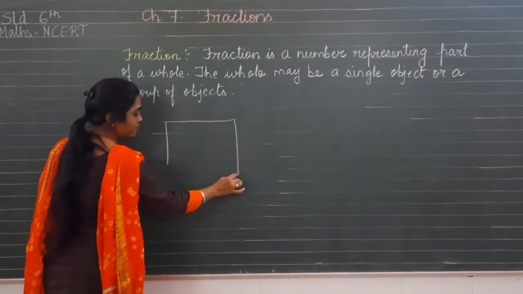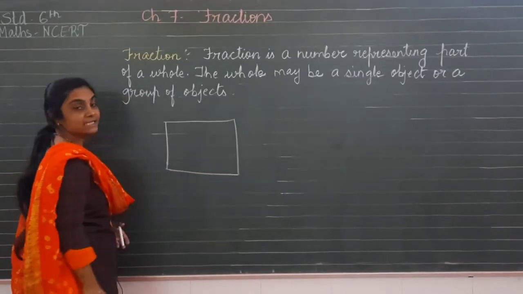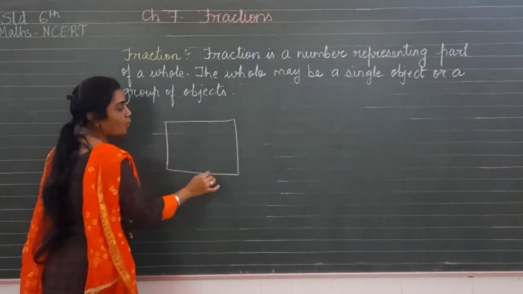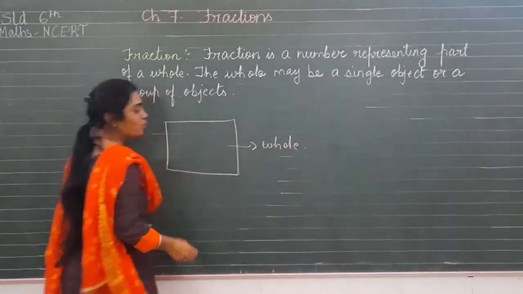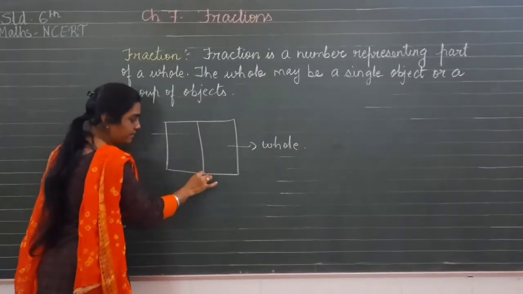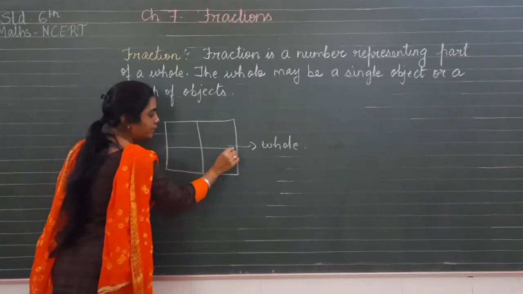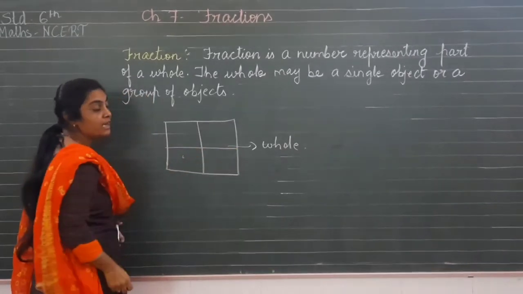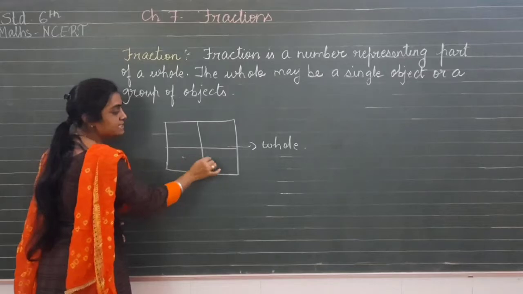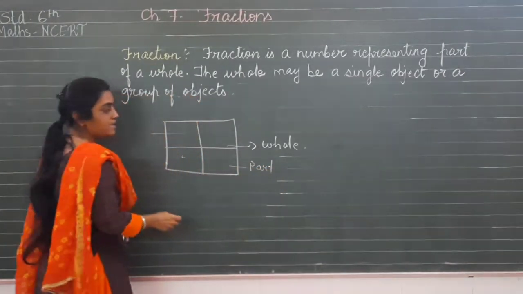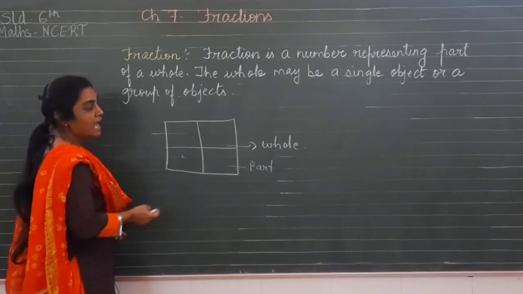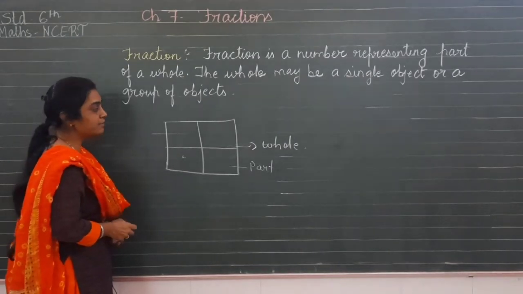Suppose this is one figure. This is a square. This is a whole part. Now this whole part, I am dividing into 4 equal parts. So each single part is called a part. Now let us see how it can be written in a fraction form.